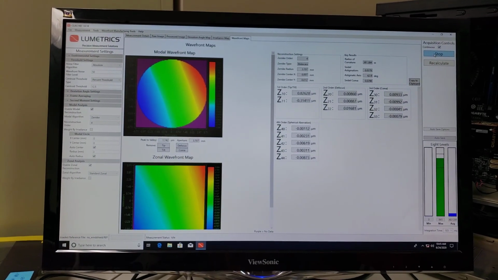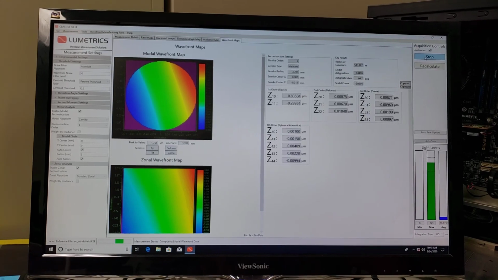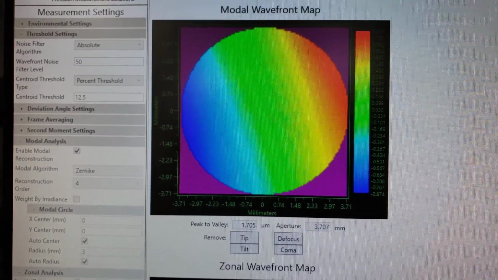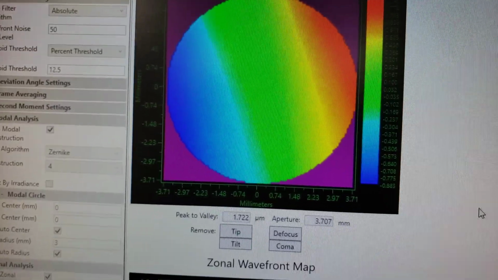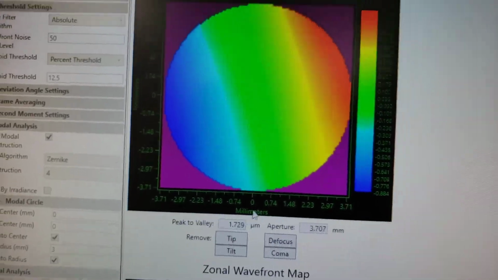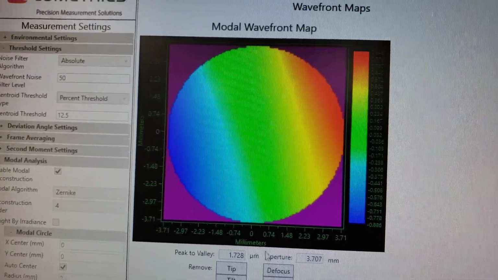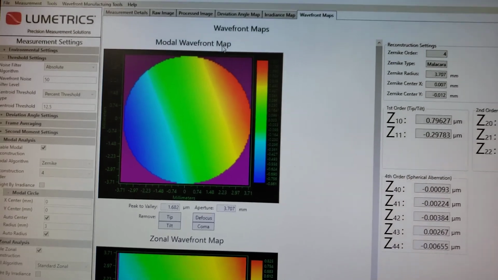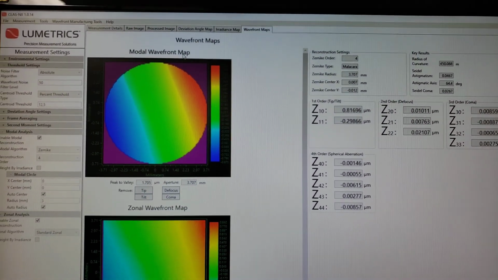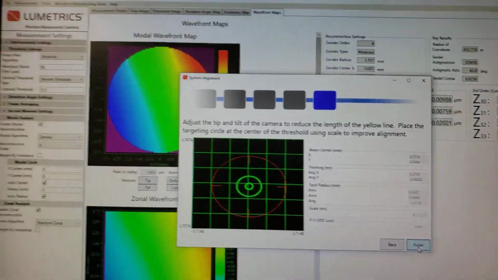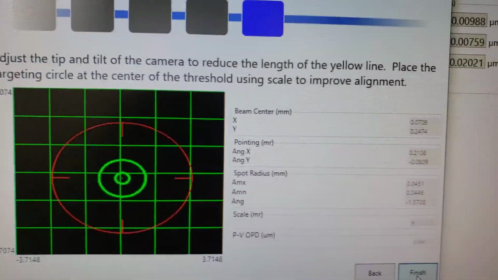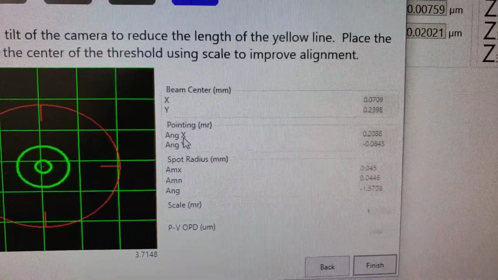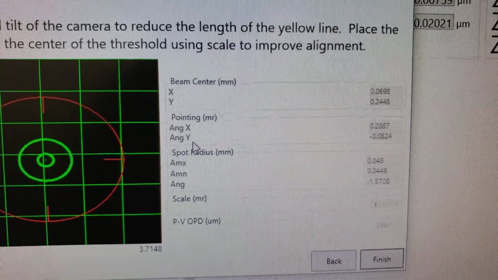So now this is the software measuring the transmitted wavefront after we inserted the windshield. Now we can see that peak to valley is much larger than what we saw before, and also from the picture we can see how the wavefront is tilted. So the software has a function that calculates the angle of that tilt. This function is accessible in the menus, and as part of the parameters that it shows for the transmitted beam, it shows pointing angle X and pointing angle Y in milliradians.